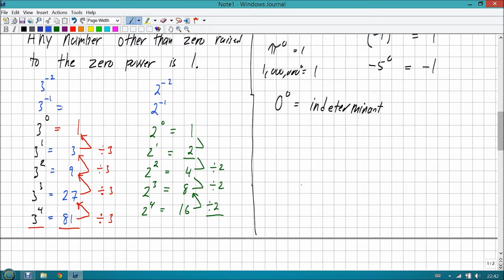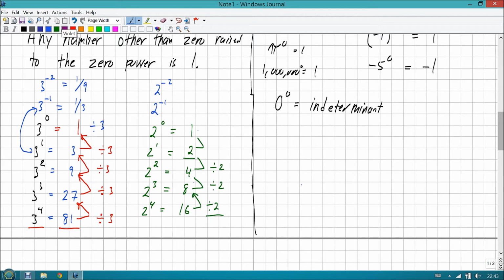Well, if we keep with the pattern, on the 3s we'd be dividing by 3. What's 1 divided by 3? Well, that would be 1/3. What's 1/3 divided by 3? Well, that would be 1/9. Well, if we look at it, compare. 3 to the negative first is 1 over 3 to the first. 3 to the negative second is 1 over 3 to the second. Can you tell me what's going to happen when I go to 3 to the negative third? Yep, you're right. It becomes 1 over 3 to the third.